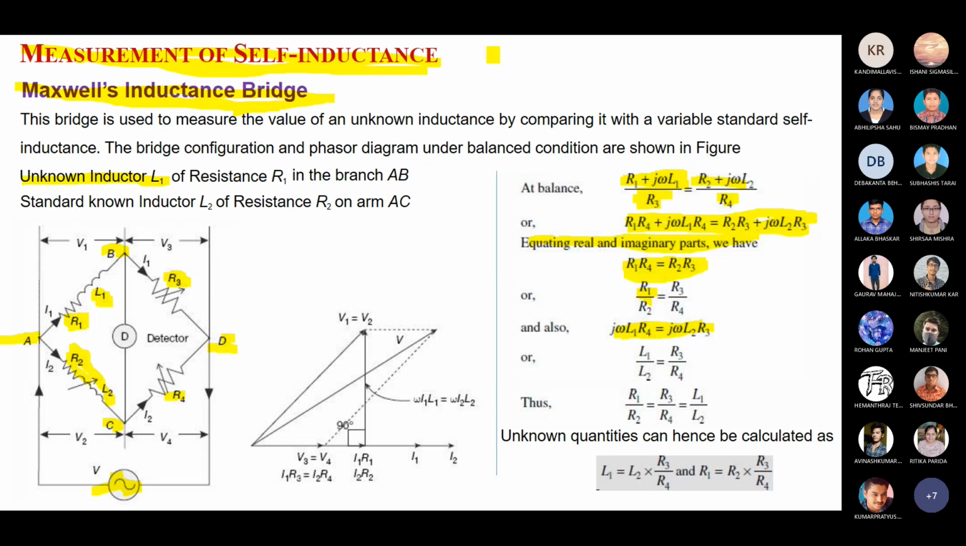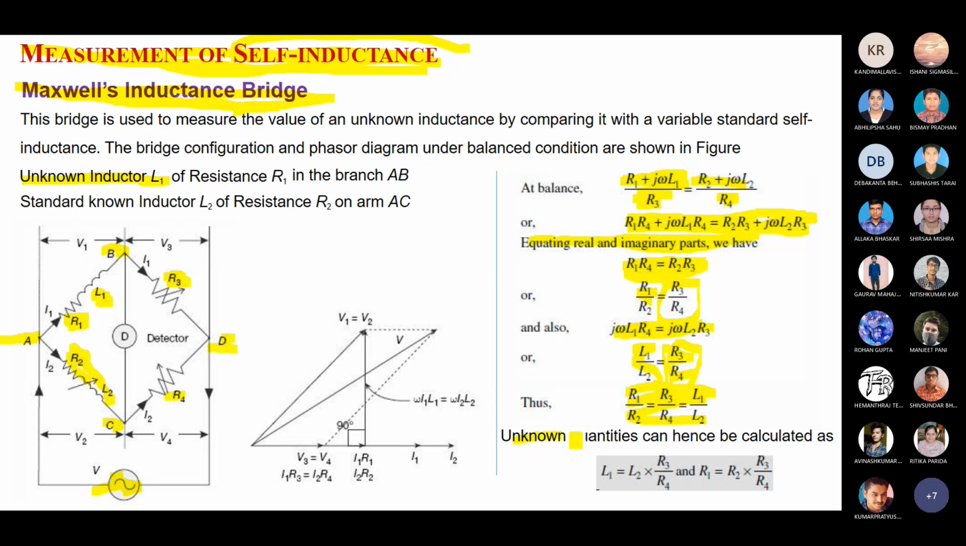Measurement of self inductance. We are going to discuss unknown inductance measurement. That's why the L component is there. L1 by L2 equals R3 by R4. So directly we are getting R1 by R2 equal to R3 by R4, and now you can see that L1 by L2 equal to R3 by R4. So this portion is common for both the equations. So directly you can write R1 by R2 equal to R3 by R4 equal to L1 by L2.